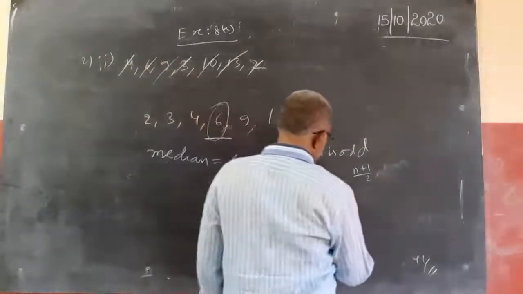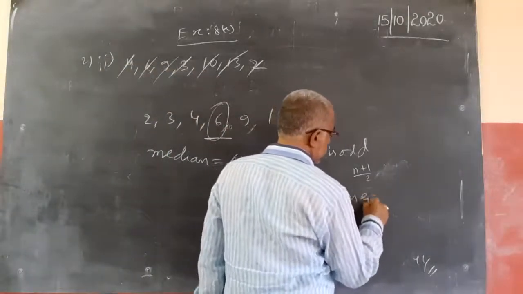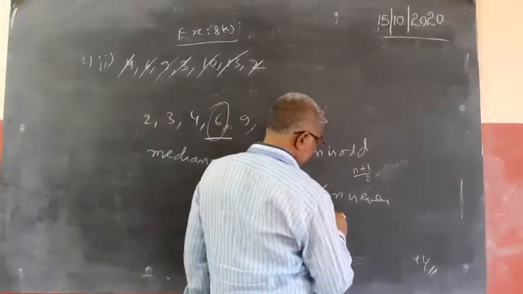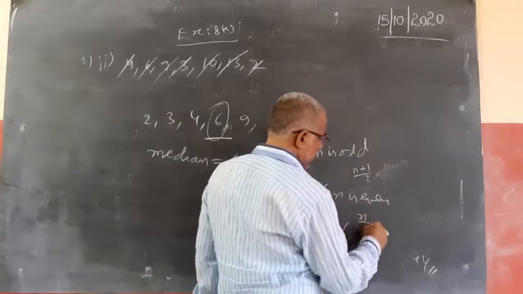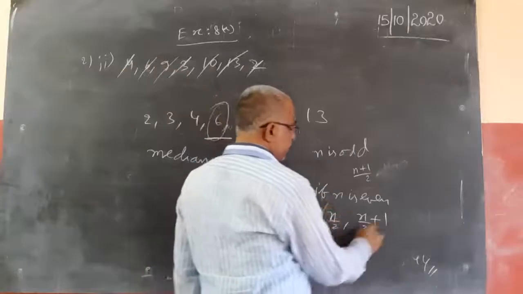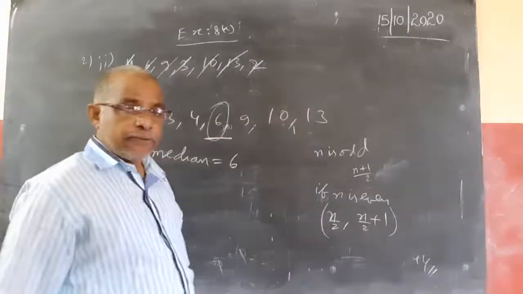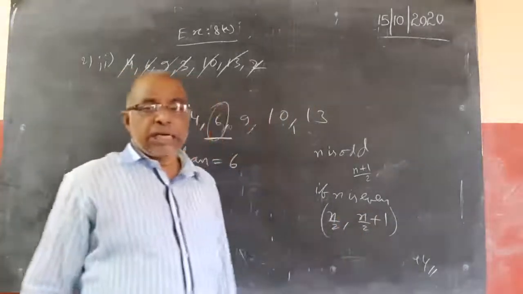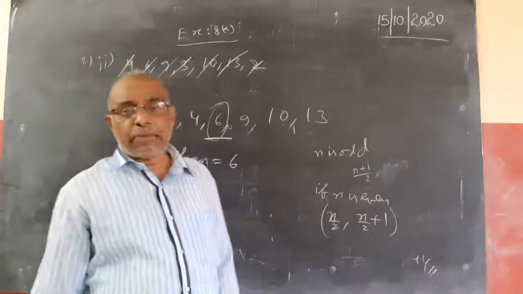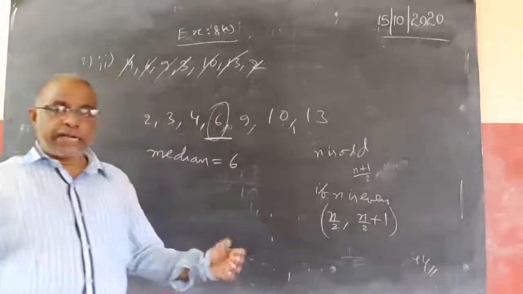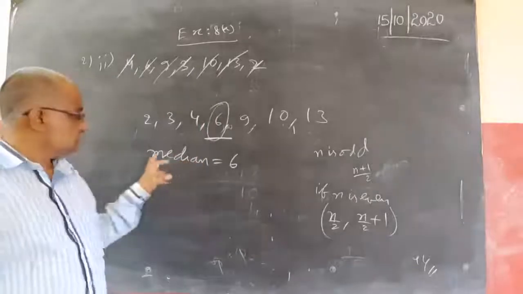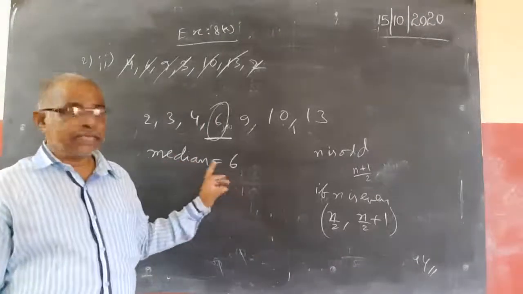If n is even, then there will be two middle terms, the n by 2 term and the n by 2 plus 1 term. Then take the mean of these two, which gives you the median. All these you learned in your 10th class. So here the median is 6.